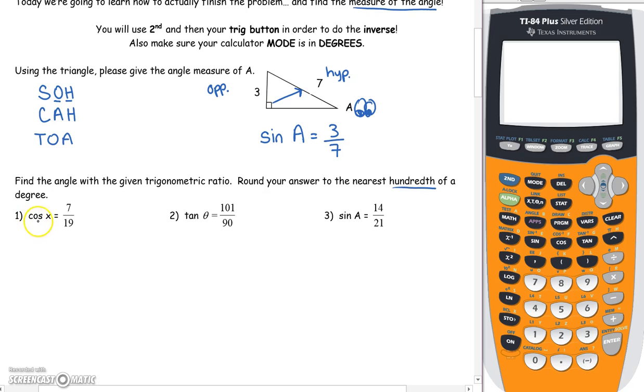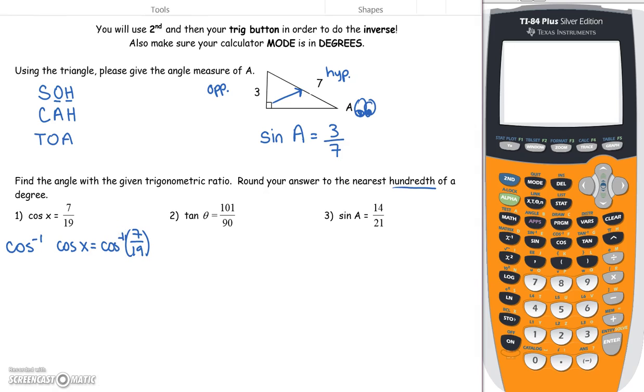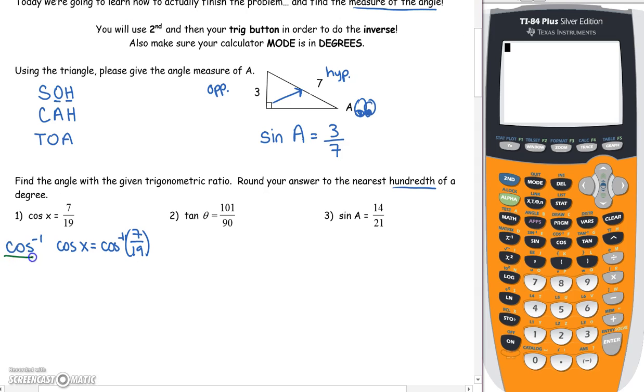All right. We are given cosine of x equals 7 over 19 in number 1. All we have to do is get rid of cosine, and we have x all by itself. Well, the one thing that gets rid of a cosine, and the only thing really that gets rid of a cosine, is its inverse. So here's how we would write that. We would write cosine inverse of cosine of x equals cosine inverse of 7 over 19. Basically what we did is we took the cosine inverse on both sides, here and here.